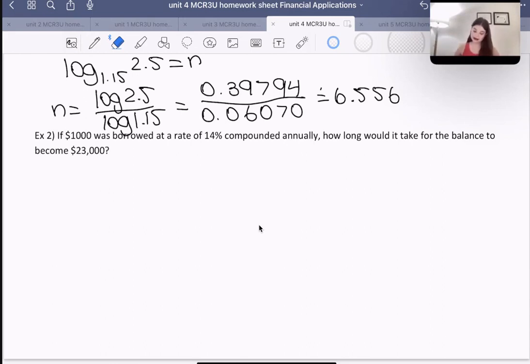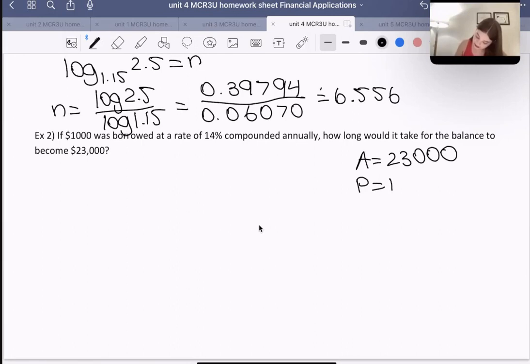So again, let's write out our given. We know that the accumulated balance would be 23,000. Our original balance, what we actually spent that we owe somebody, is $1,000. And the r for the interest rate is 14%, which is 0.14. And n is the number of compounding periods, which in this case is also the number of years because it's compounded annually. And so that's what we need to figure out.